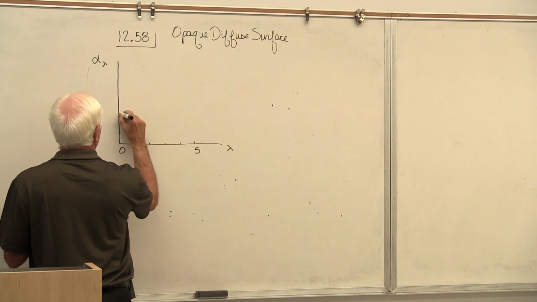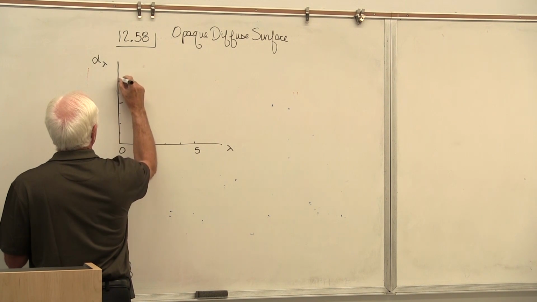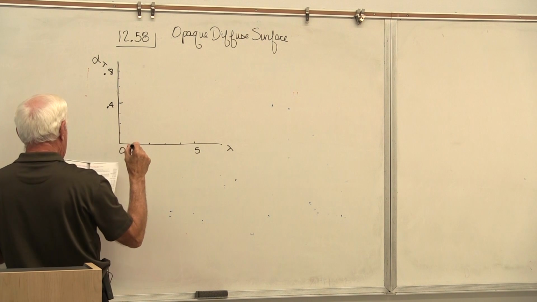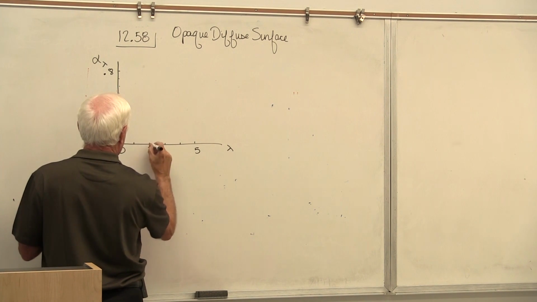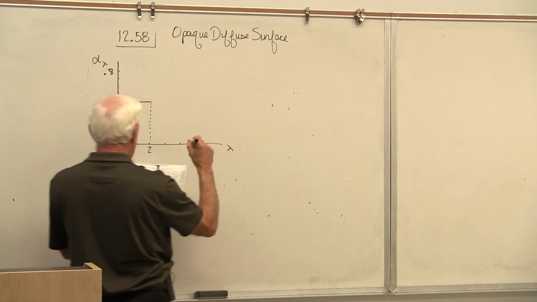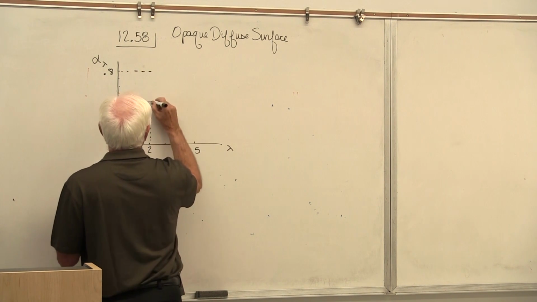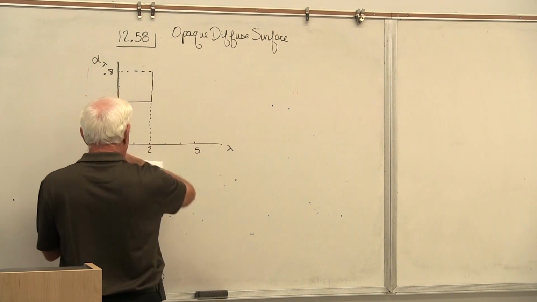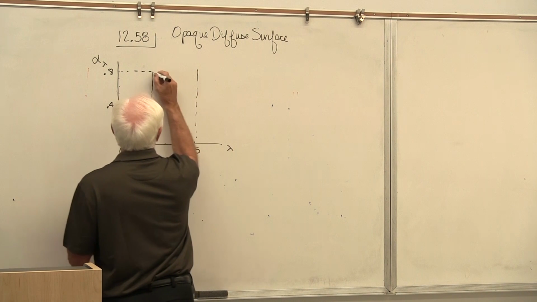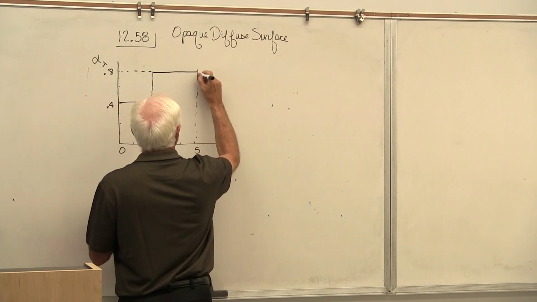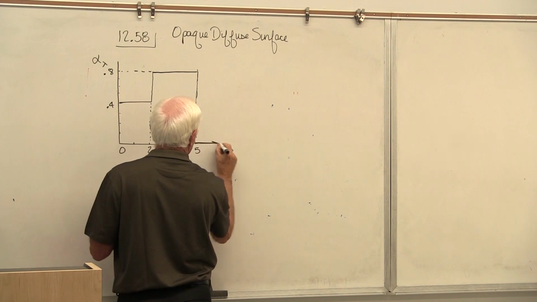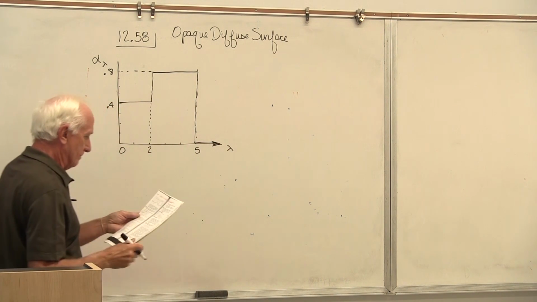Out to 2, then it goes up to 0.8. Then it goes out to 5 at 0.8. Then it comes down to 0, and it stays at 0 all the way out.